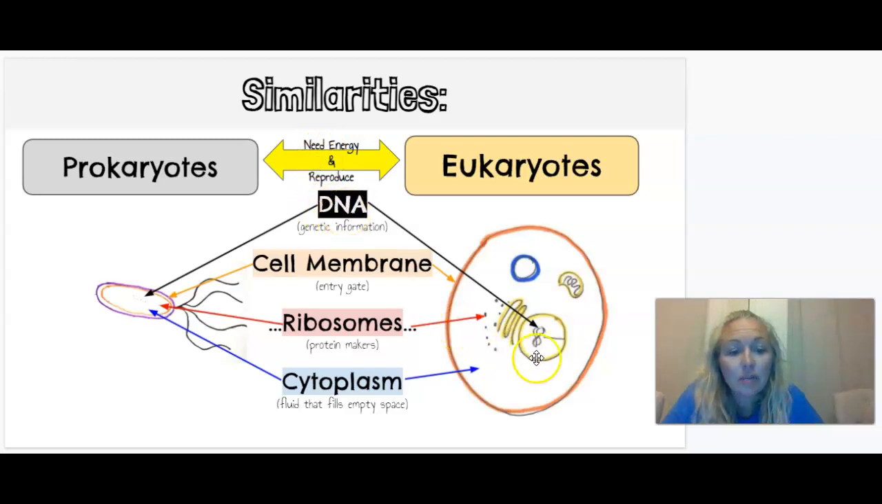They both have some little squiggly black lines, and that's DNA. They both have this orange barrier here, and that's called a cell membrane. They both have little black dots. Those are harder to see, and those are called ribosomes. They make proteins. And then there's some white space in between, and it's actually not space. It's a white kind of jelly-like fluid, and that's called cytoplasm. So those are the main components that all cells, whether they're prokaryotic or eukaryotic, have in common: DNA, a cell membrane, ribosomes, and cytoplasm.